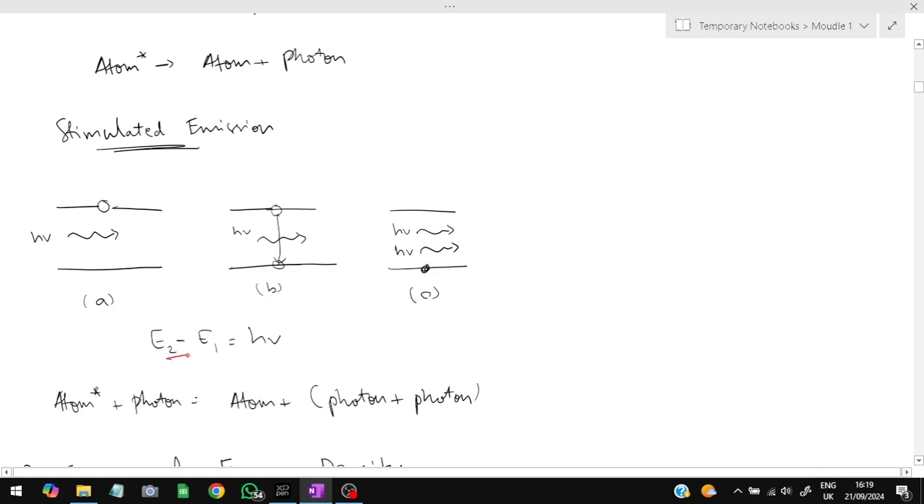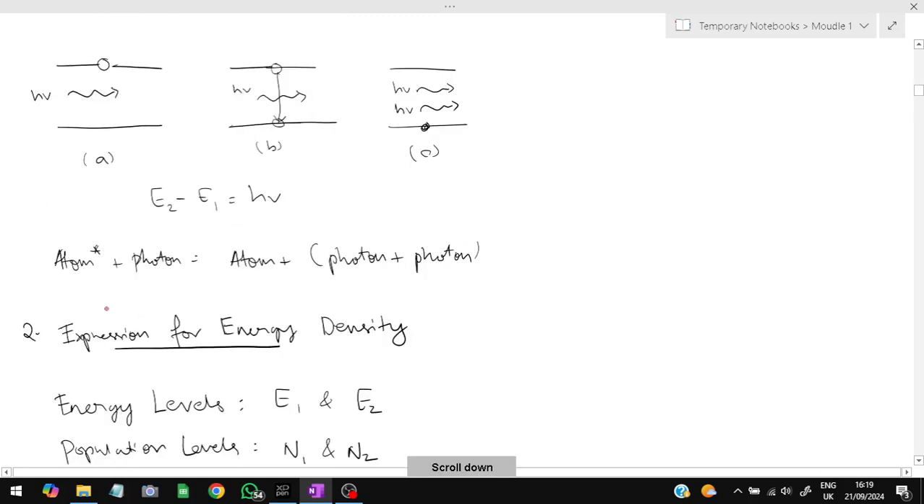Okay, and E2 minus E1 is equal to h nu, and this can be represented as atom star, which is the initial excited atom, plus photon, this is the photon. When these two occur together, what happens is an atom is there which is in the lower state, and an extra photon gets released, which is 2 photons at the end. Okay, so that was our first topic.